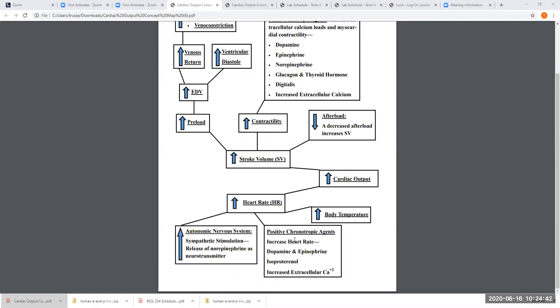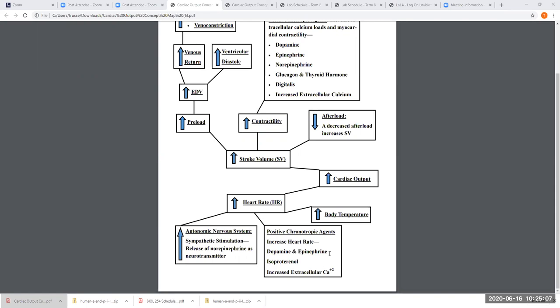The chronotropic agents that I put down here are some that we know already affect contractility as well, epinephrine and dopamine. They also have an effect on our heart rate. That's why if you give somebody epinephrine, their heart rate is going to go up. If you go to the dentist and they give you the shot, that shot has epinephrine in it.